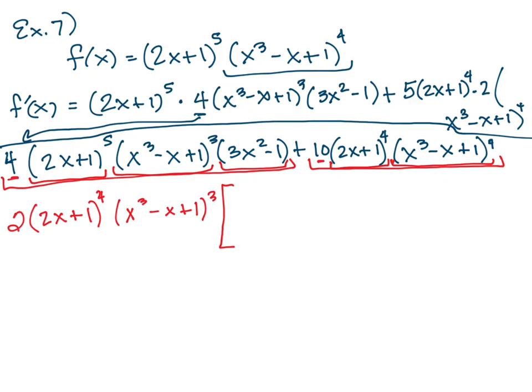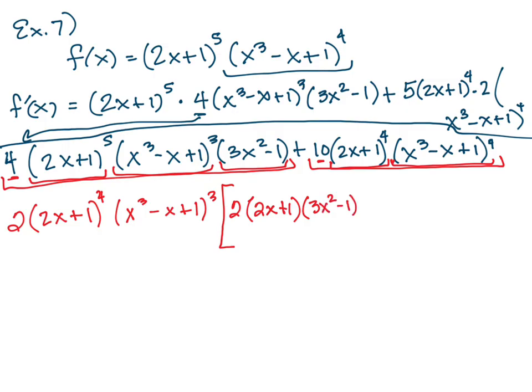We pulled a 2 from the 4, so we're still going to have a 2. Do we have all of the 2x plus 1s from the first term? No, we left one. 2x plus 1. We left one of those. How many x cubed minus x plus 1s did we pull? We lost all of those. He still has a what, though, Brooks? What?